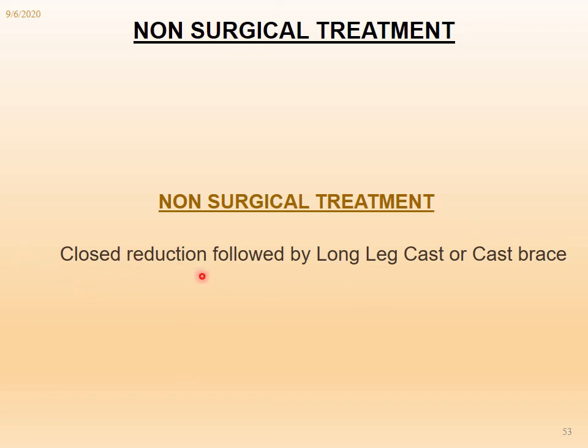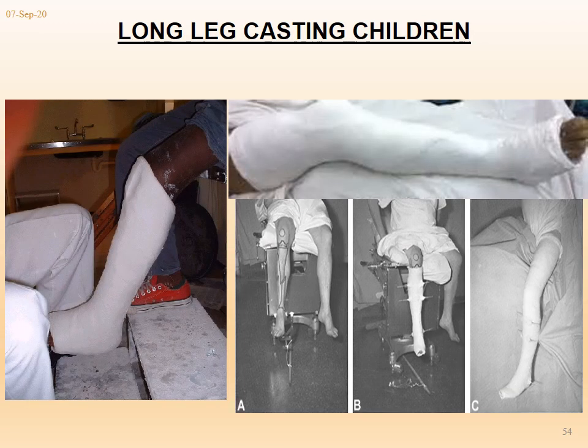Non-surgical treatment is closed reduction followed by a long leg cast or cast brace for 2 to 3 months. It is a very long cast application, and that leads to immobilization of the patient, maybe sometimes bed confined for a very long period. These are the examples shown here. Long leg cast. The cast extends from the knee up to the mid thigh area and includes the foot as well.